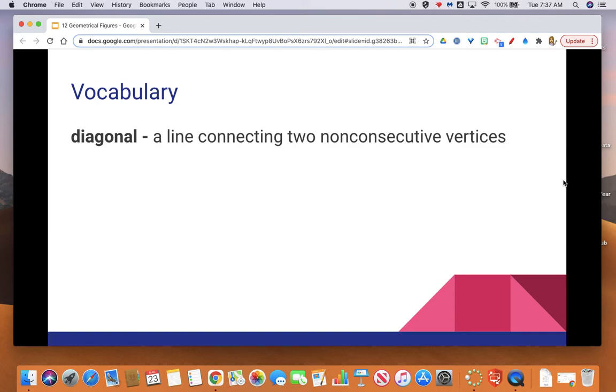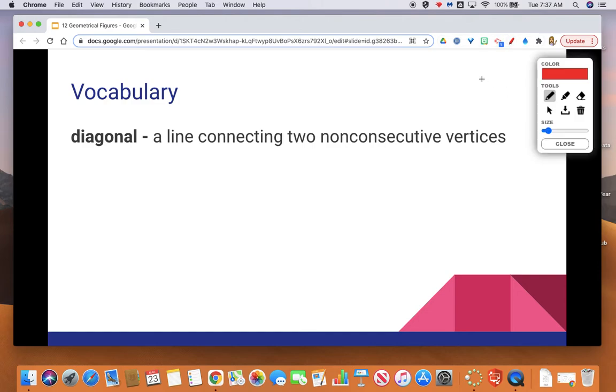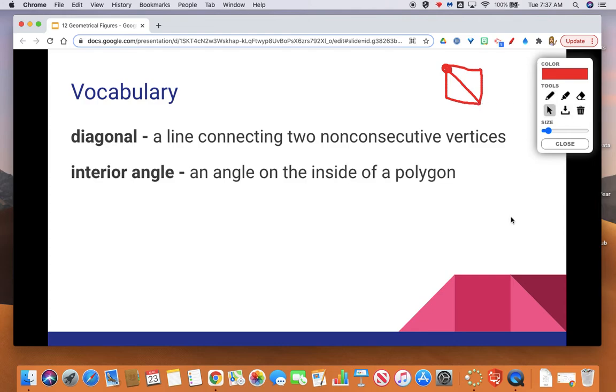A diagonal is a line connecting two non-consecutive vertices. Remember, vertices are kind of our corners. So if we're looking for a diagonal, it would have to be a corner that's not right next to the corner that we're looking at. So here's a vertex, not this corner because that's right next to it, not this corner, but this corner over here is a non-consecutive vertex. And an interior angle is an angle on the inside of a polygon. So I could draw a little arc there to show that is an angle.